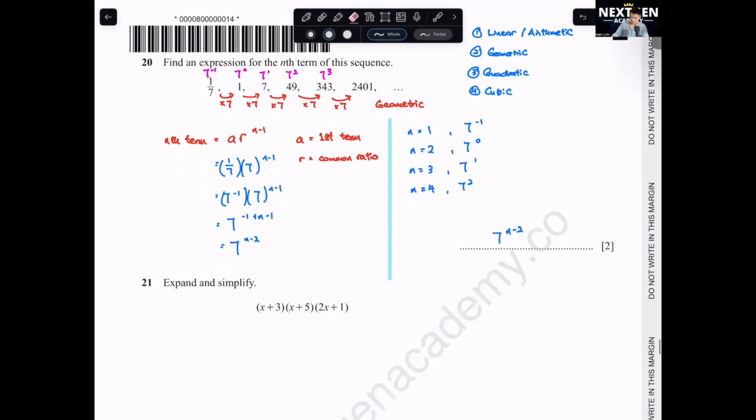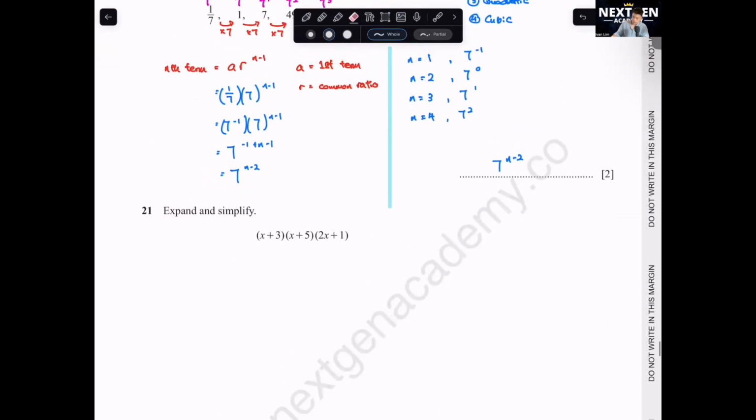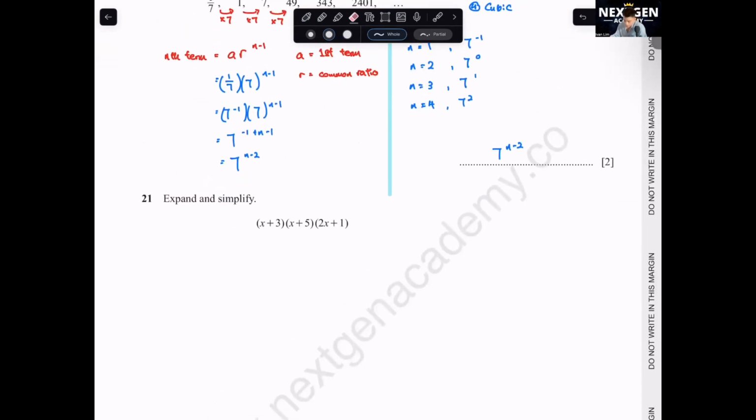Okay, let's quickly finish it before time is up. Okay, question 21. Expand and simplify. x plus 3, x plus 5, and 2x plus 1. Okay, I will just expand the first two first. So here will become x squared plus 5x plus 3x plus 15, then 2x plus 1.